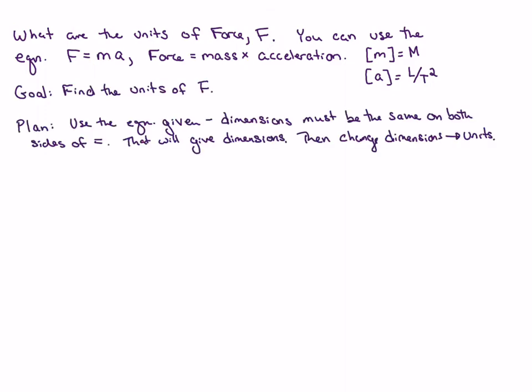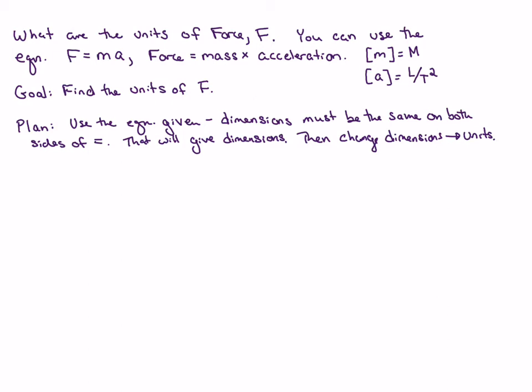All right, so in my analysis, I decided this was a pretty straightforward dimensional analysis problem where the goal was to find the units of F, the force. My plan is that I can use the given equation to find the dimensions, right? Since I have the dimensions of this side of the equation, I know the dimensions have to be the same across an equal sign. Therefore, if I know the dimensions of this, I can find the dimensions of this. Dimensions aren't quite the same as units, so once I have the dimensions, I'll have to transform them into actual units that we might use to measure something.